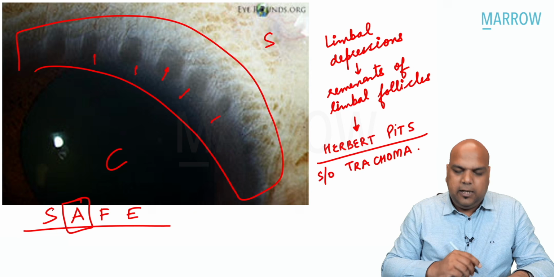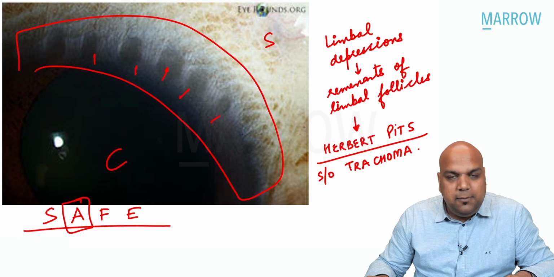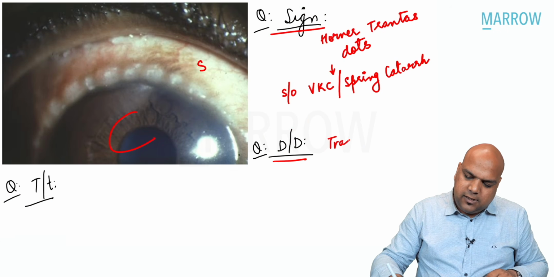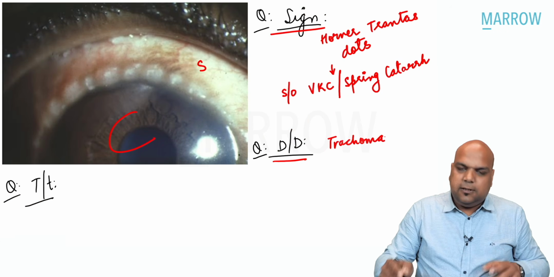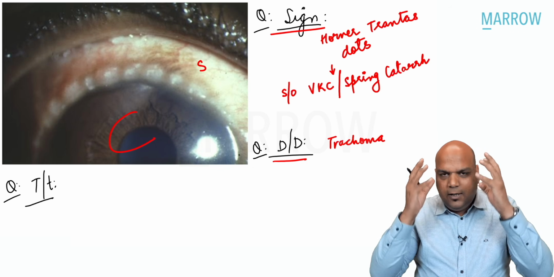A for antibiotic, and which antibiotic? Azithromycin, 1 gram single dose. Please remember all this. And that gives us the answer of the differential diagnosis. The differential diagnosis is trachoma. These are the two signs which students usually confuse. That's why I put the photographs together so that you can try to remember them.